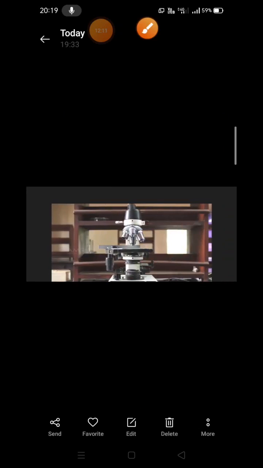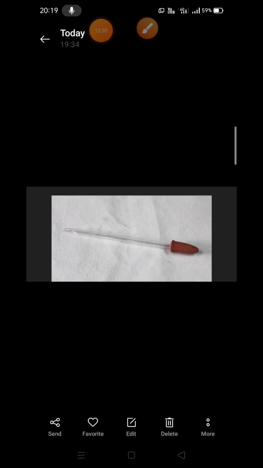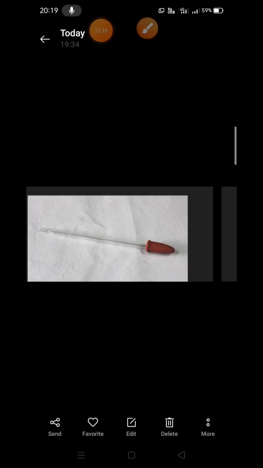Then after blotting paper, this is the compound microscope. This microscope is used to see the image of the onion peel. We will be observing it under the compound microscope, and then we will be able to see the cells of the onion peel. This is a dropper. This is also a material required while preparing the slide.